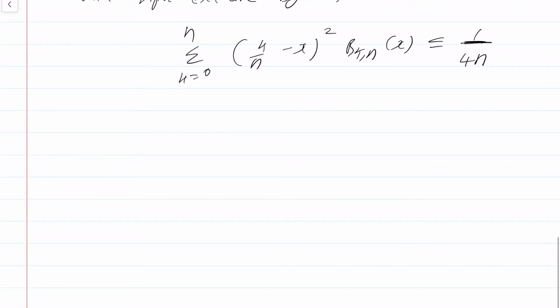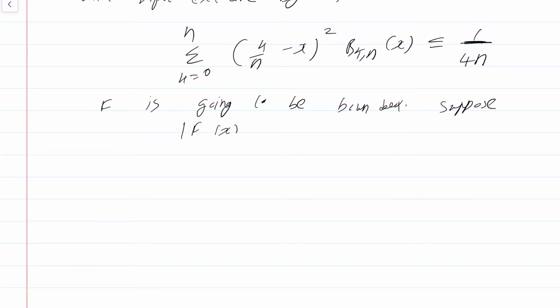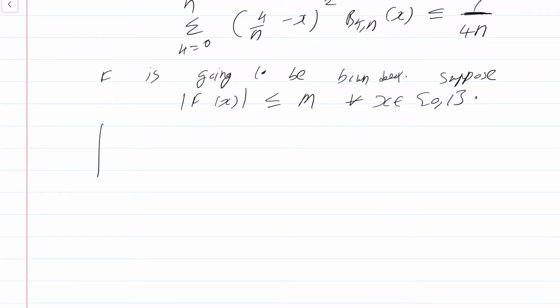Well, we know that f is going to be bounded. Why? Because it is a continuous function on a closed interval. So f is going to be bounded. Suppose mod f of x is less than or equal to M for all x in [0, 1]. So choose an upper bound for this function, capital M. Then the final quantity we are really interested in is f of x minus B_n of f of x. This is what we are interested in.